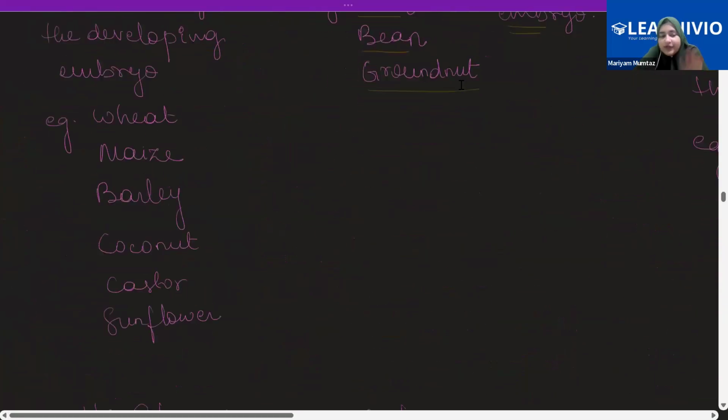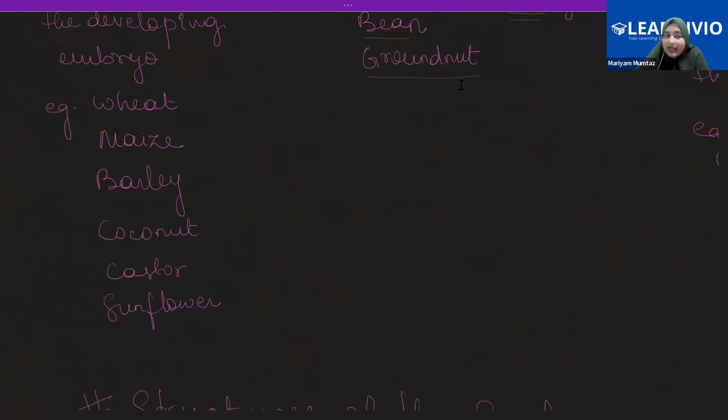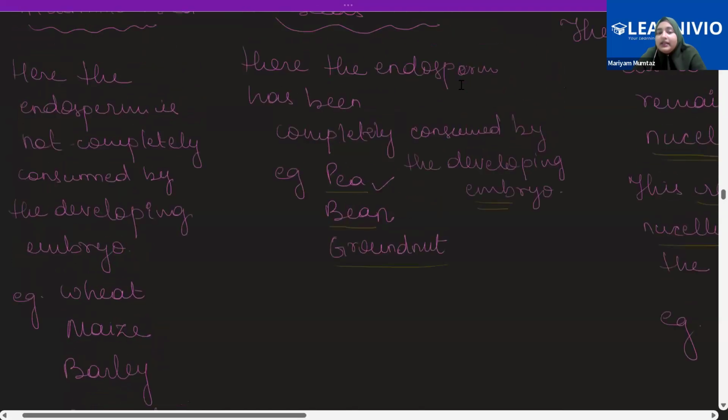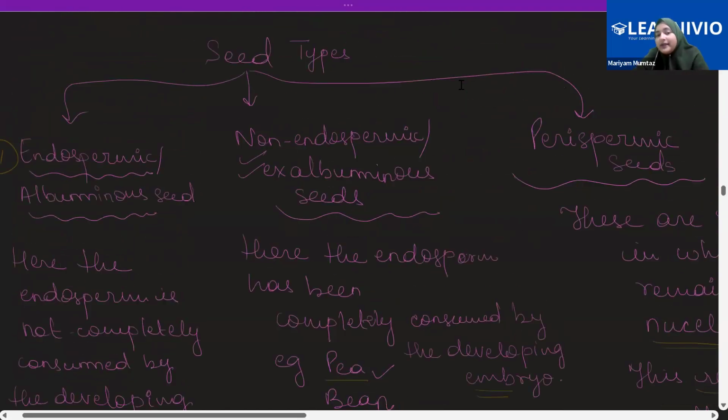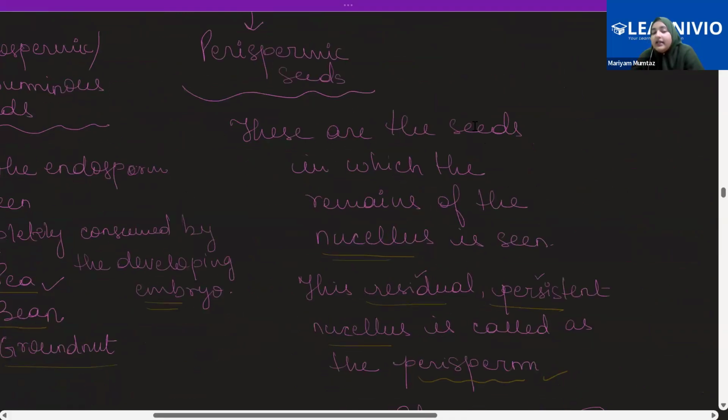It's not that their endosperm is consumed by the developing embryo. The species are wheat, maize, barley, coconut, castor, sunflower. All of these plants have their endosperm persistent in the seed. Then pea, bean, and groundnut do not. So we call them non-endospermic seeds or ex-albuminous seeds. Later on, there is the perispermic seed, and these are the ones in which the nucellus is persistent.